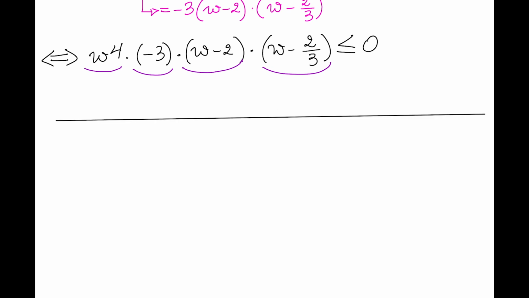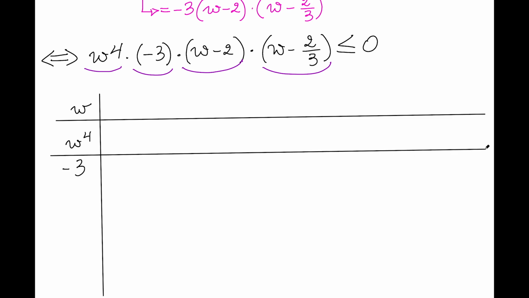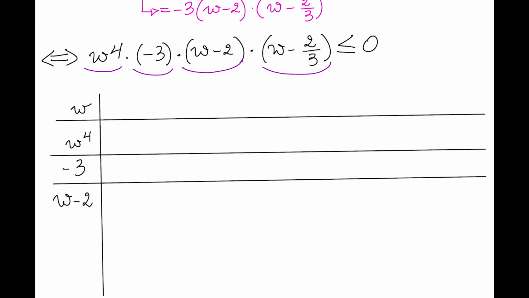So this is the first row. This is where w lives. And then I'm going to mention all the factors. One of the factors is w to the power 4. The other factor is minus 3. Third factor is w minus 2. And the last factor is w minus 2 over 3.